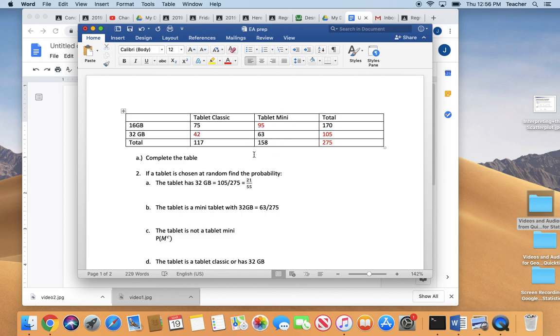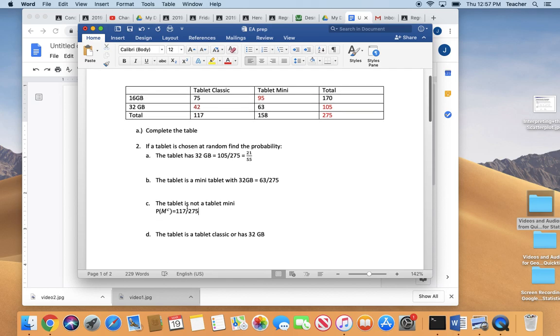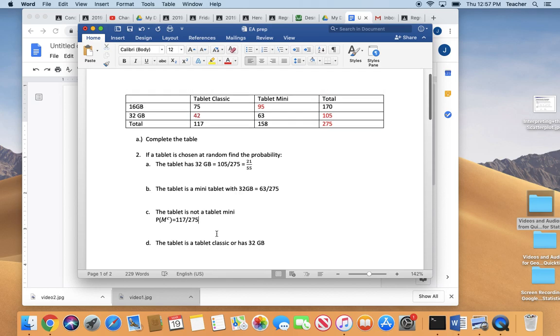There are 158 tablets that are minis, and there are 117 tablets that are not minis, that are classics. So in this case, if I wanted the tablet that's not a mini, that would be 117 out of 275, because those are classics, not minis.